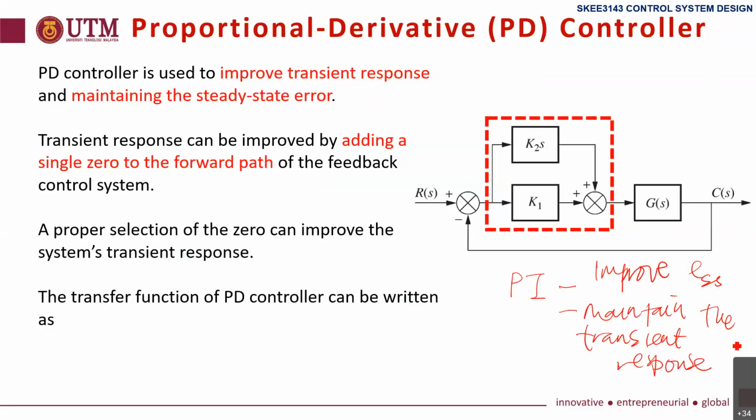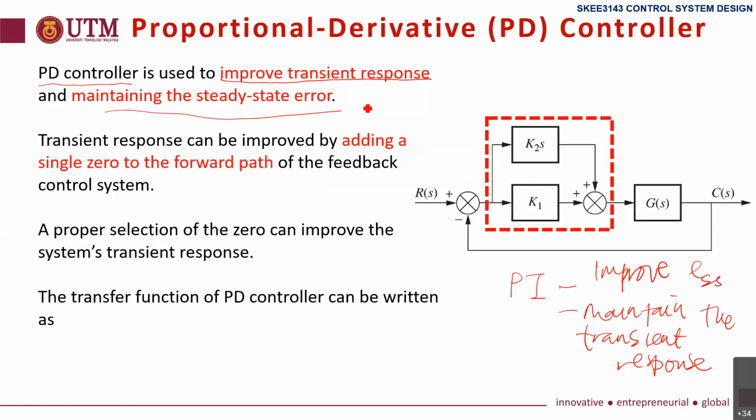That is PI controller. Today, we move into PD controller. PD controller is the opposite. It's used to improve transient response and maintain the steady state error. Later, we can combine PID, in which we can improve steady state error and also improve transient response. We go step by step, PI, then today PD.